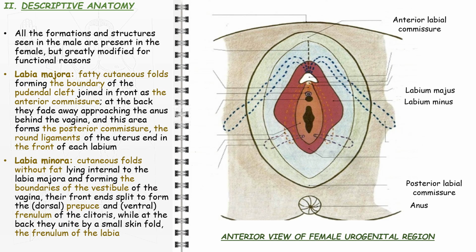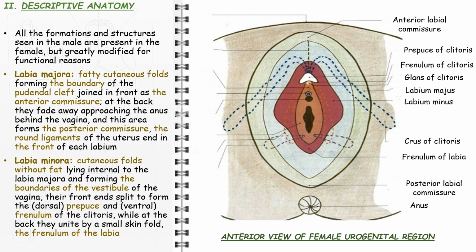Their front ends split to form the dorsal prepuce and ventral frenulum of the clitoris, while at the back they unite by a small skin fold, the frenulum of the labia. It is 4 cm long, 4 mm thick and 1.5 cm high. Each labium minus has 2 faces, lateral labial and medial vestibular, and 2 borders, anterior free limiting the vestibule of the vagina and posterior adhering to the bulb of the vestibule.